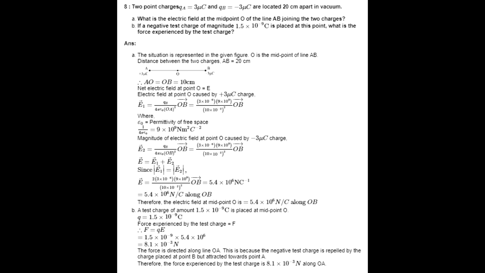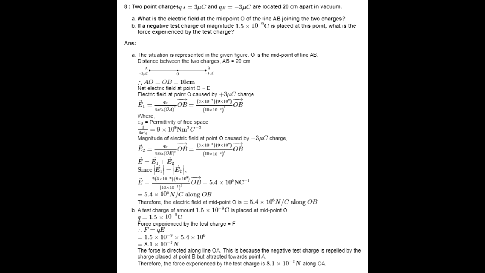So putting the values here, k is 9 into 10 to the 9, q is 3 into 10 to the minus 6 coulomb, because it is microcoulomb, and r is 10 centimeter, so it is 0.1 meter, or 0.1 square. And due to both the charges, the electric field is equal in magnitude, so it is 2 times the value, and if you calculate, it comes around 5.4 into 10 to 6 Newton per coulomb.